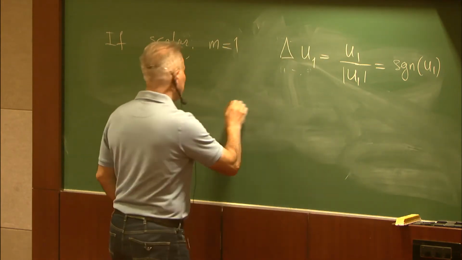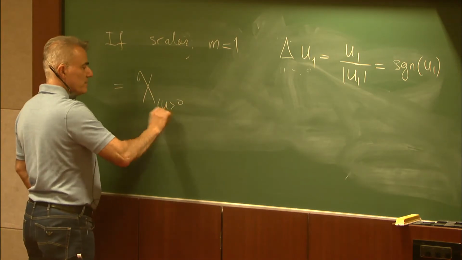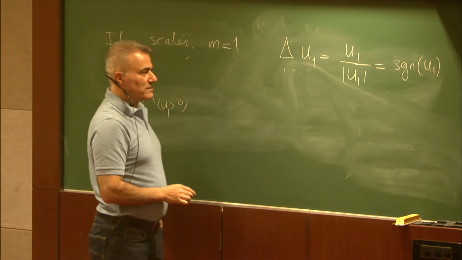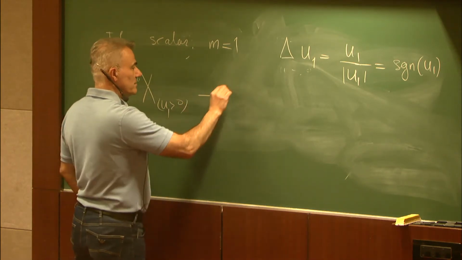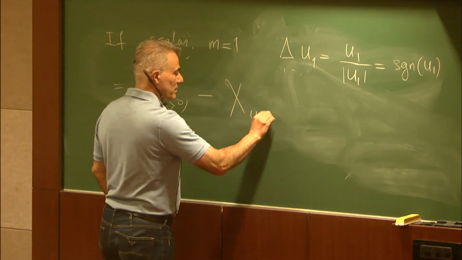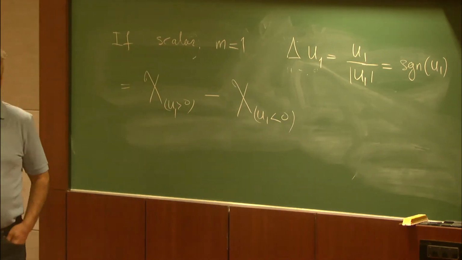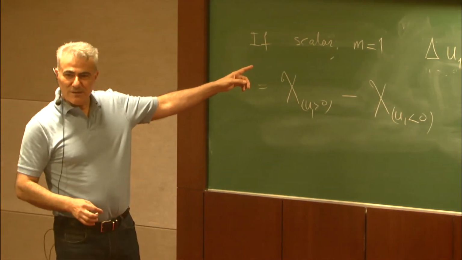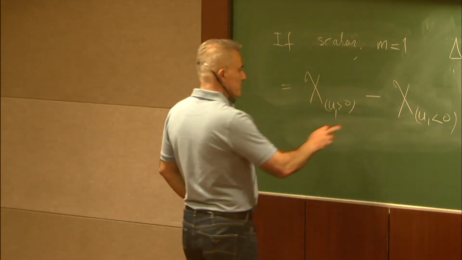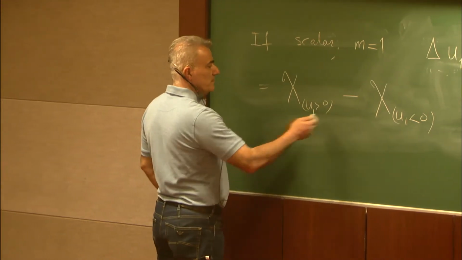And this is exactly a characteristic function. When u1 is positive, this is going to be 1, and it's going to be minus 1 when u1 is negative. So you see, you get a problem that's very close to what I started with. And here you see that it's a two-phase problem.